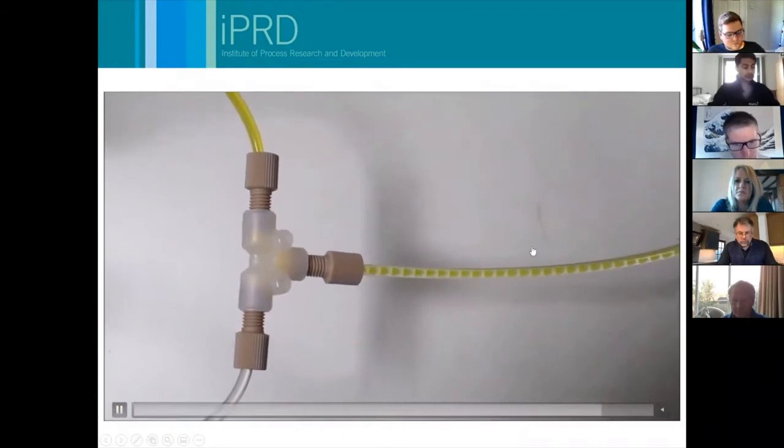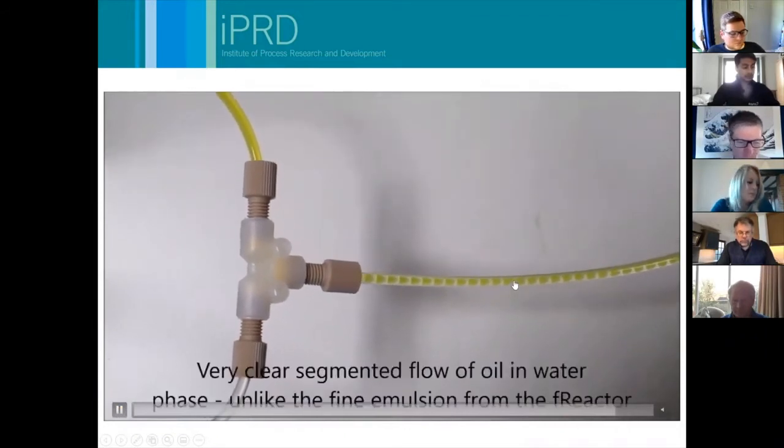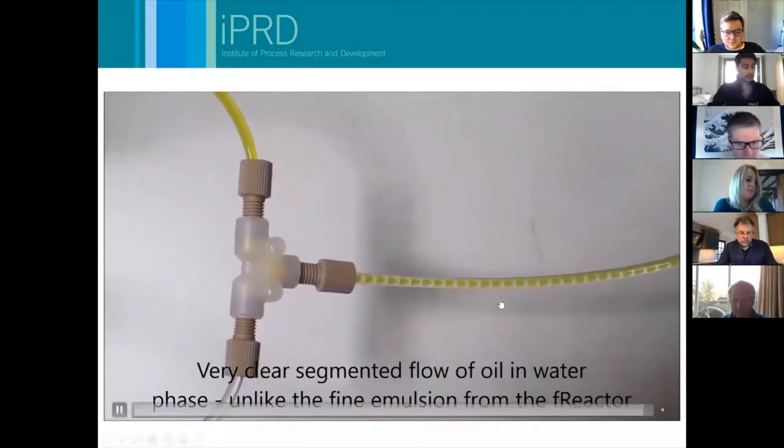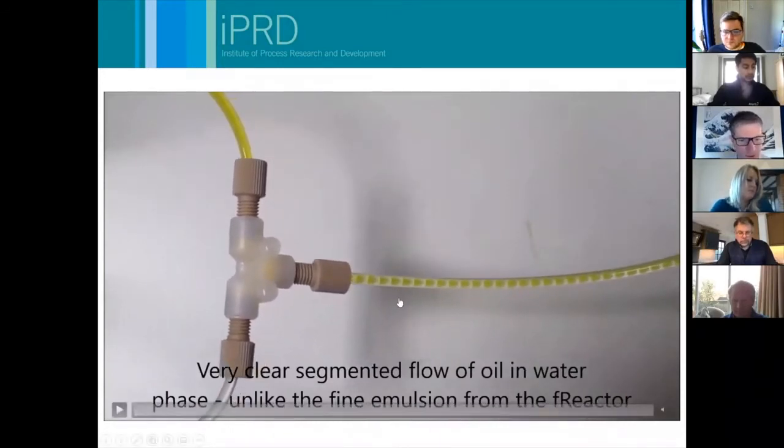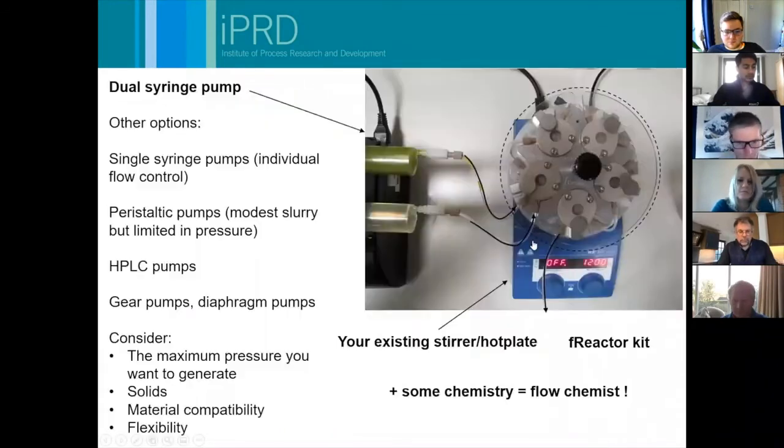So the mixing in this type of system is nothing like the mixing that we see within the fReactor system. So this is an example of a multiphasic type reaction. So that's quite quick, but you'll see I've broken out some of the slides in a moment.